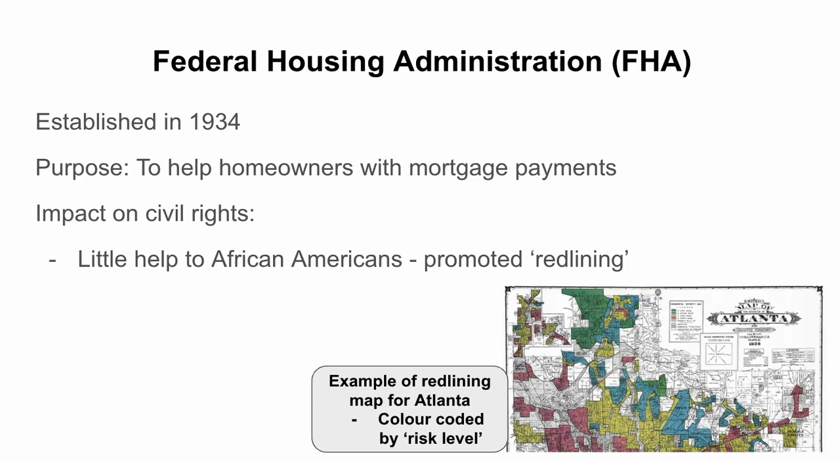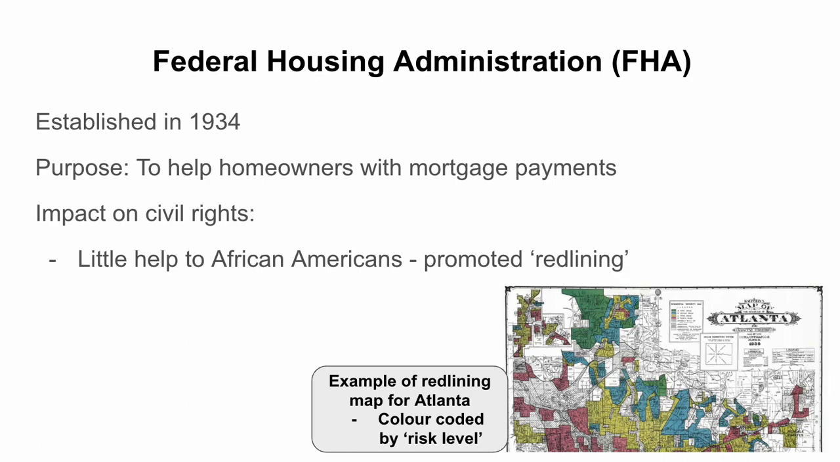these New Deal agencies. Next up is the Federal Housing Administration, which was established in 1934 to help homeowners with mortgage payments. And again, we've got the intention here to help people get on the housing ladder and buy homes, but it did promote this issue of redlining. Redlining was where they had maps of areas, the Atlanta one is here, and they color-coded them in terms of the risk they thought it was for people to get mortgages. So basically, people who lived in the red areas were advised not to be given mortgages.